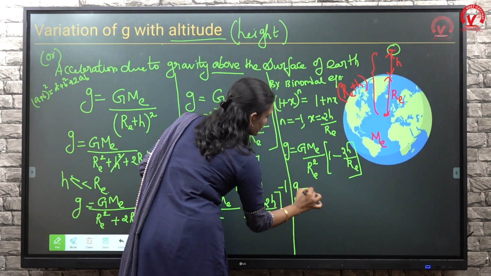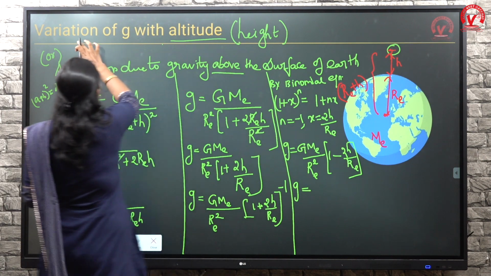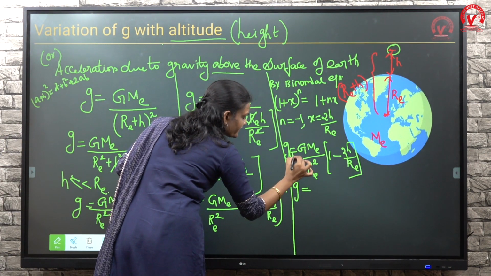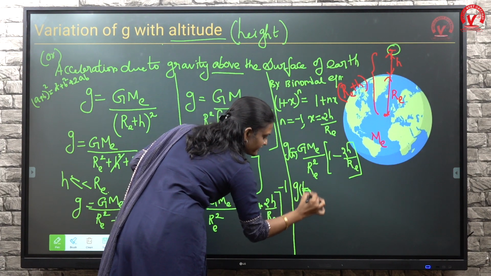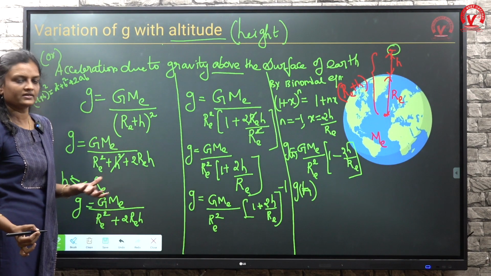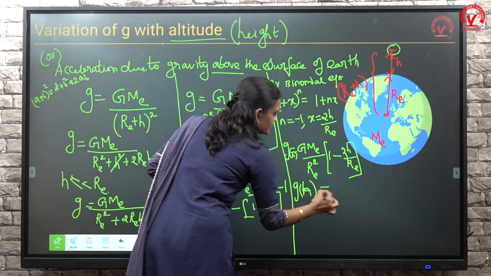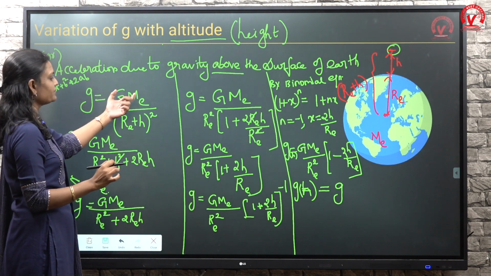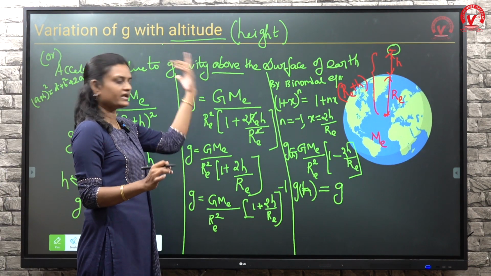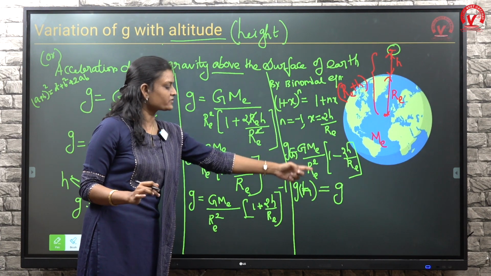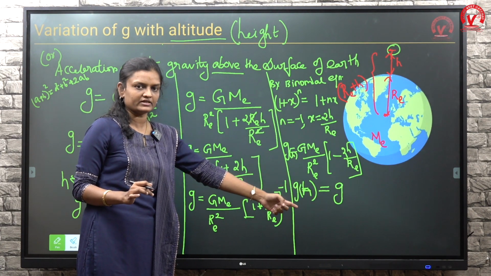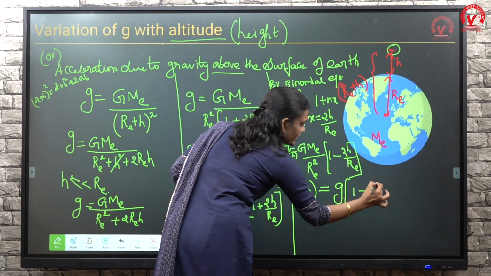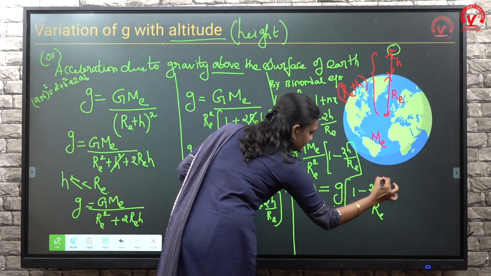Now this can be written as g is equal to g. Here we are finding variation of g with altitude, height. So I am going to represent this as g of h, okay, height we are finding. So g of h is equal to g, what is g? We found g as GMe divided by Re square, in the previous slide we saw that GMe divided by Re square is equal to g, the acceleration due to gravity. So I can write this as g times 1 minus 2h divided by Re, okay.